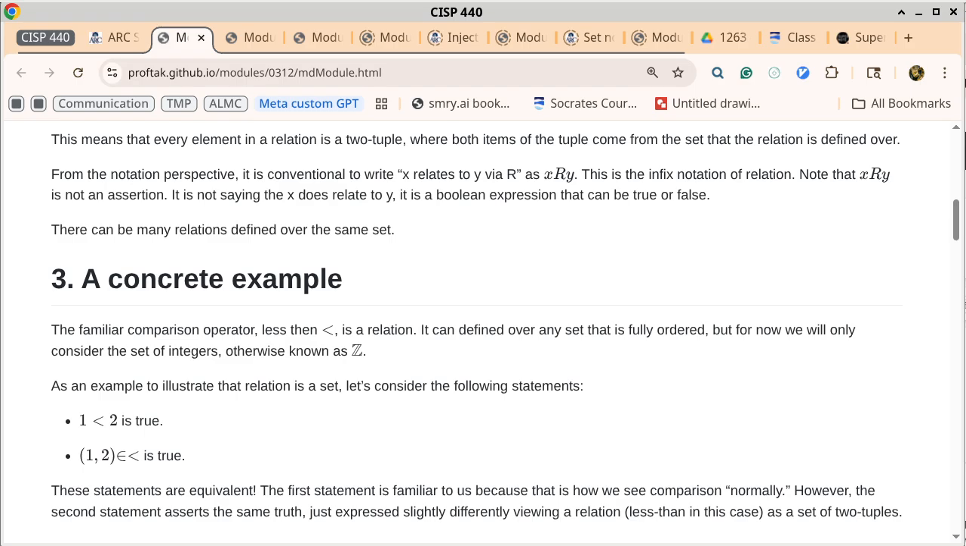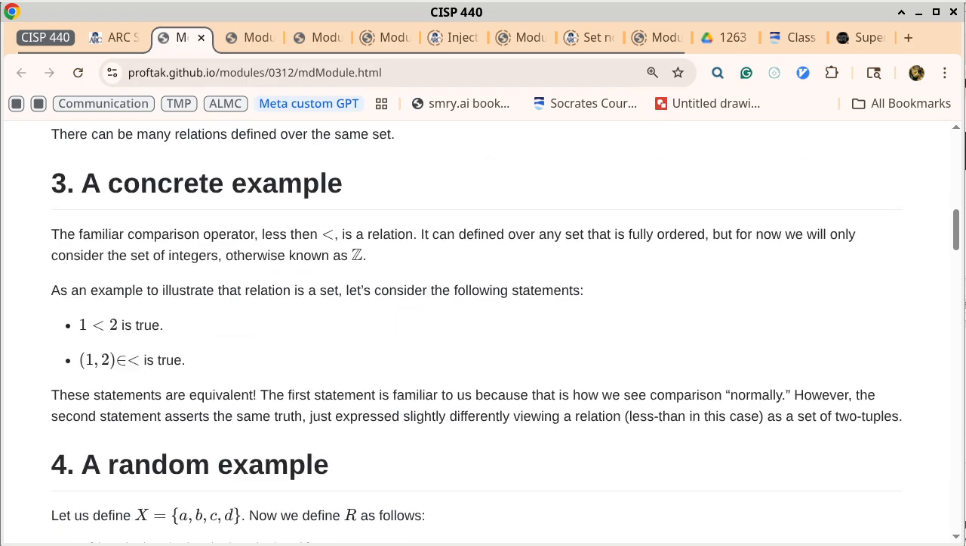But what we can also do here is to use a concrete example. So in this case, I'm just using the usual less than relation in C++. When you use the less than operator in C++, the less than operator is known as one of the relational operators because it relates two integer values. So what we can say is 1 is less than 2 is true. Everybody knows this.